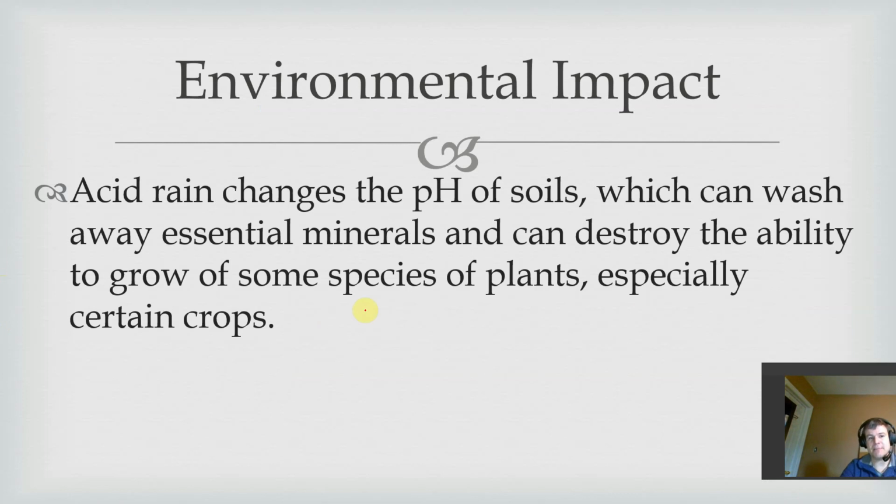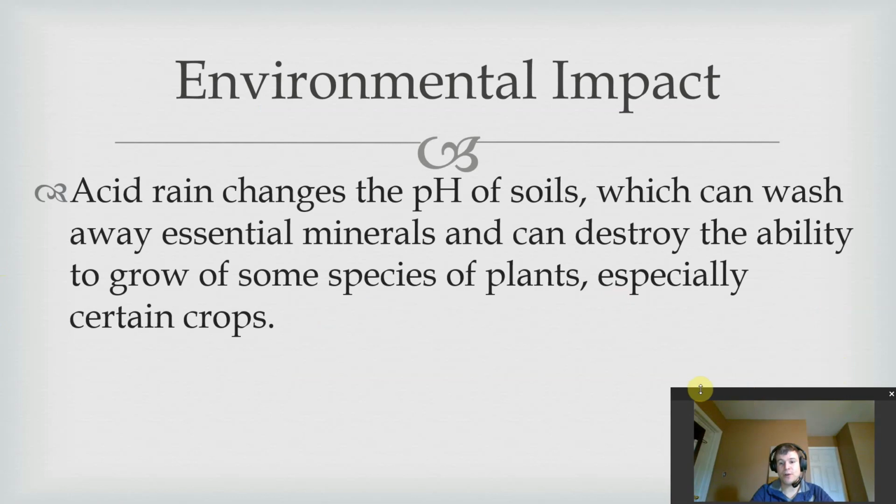So what's the environmental impact? Well, the environmental impact is great from acid rain, which is why it's important that we work hard to lessen its damage. Acid rain changes the pH of soils, which can wash away essential minerals and destroy the ability to grow of some species of plants, especially certain crops. And this is something that helps us, right? We need to be able to grow crops.